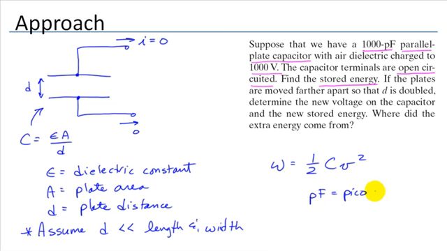and it's probably good to remember that the pico prefix is 10 to the minus 12th. So a picofarad is 10 to the minus 12th farads. The voltage, well, that's also given. That's 1000 volts, and we'll square that. The units of energy is joules. Now what happens when the plates are moved farther apart? And we'll say that the distance d is doubled. We're looking for the new voltage on the capacitor and the new stored energy.